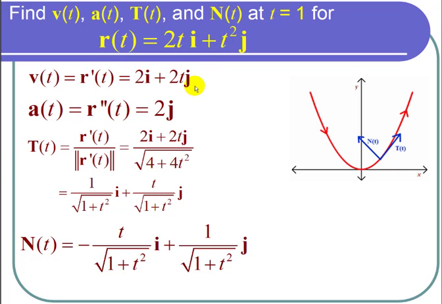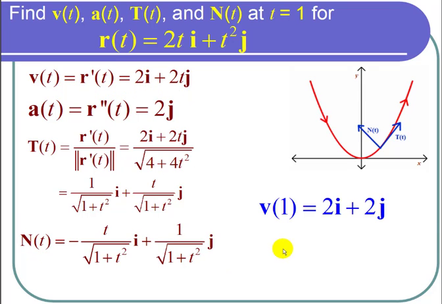So I just plug in 1 to each of these. If I plug in 1 into the velocity vector, I get that v of 1 is 2i plus 2j. If I plug in 1 into the acceleration vector, I just get that a of 1 is 2j.